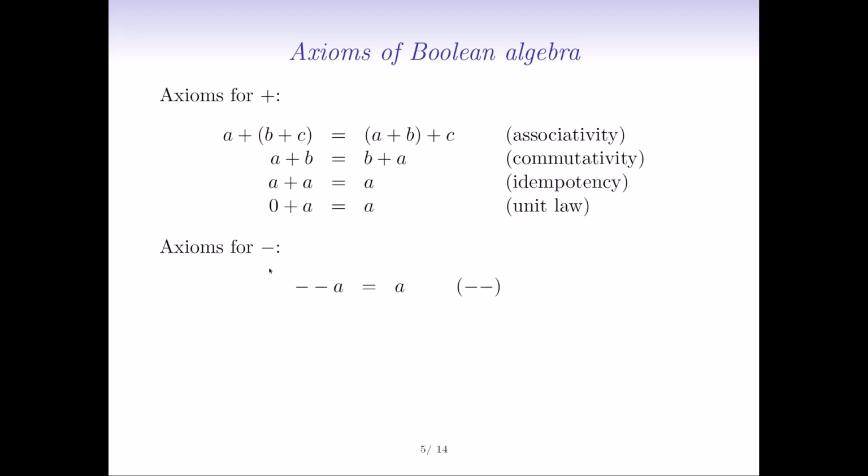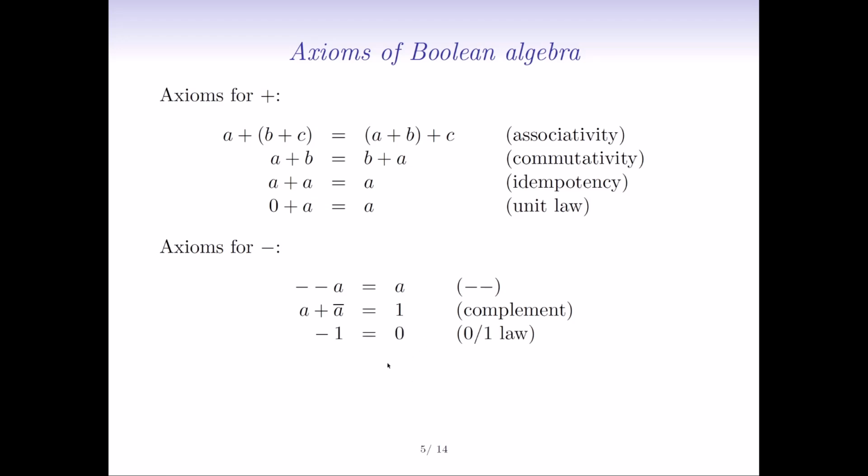Next we have some axioms for minus. First of all, minus minus a is equal to a. Now, we know that's true because we know that not not a is the same thing as a in propositional logic. We also have a plus minus a is equal to 1. This is really just the law of excluded middle, but written down in algebraic form. A or not a is equal to 1, which is true, remember.